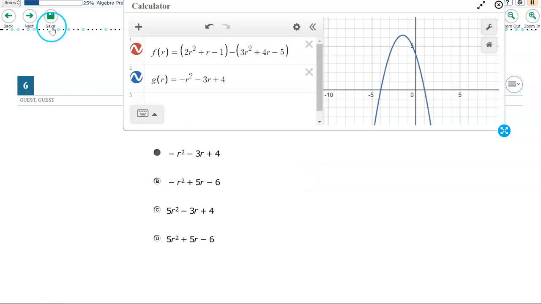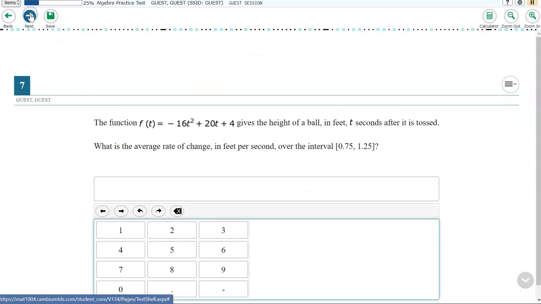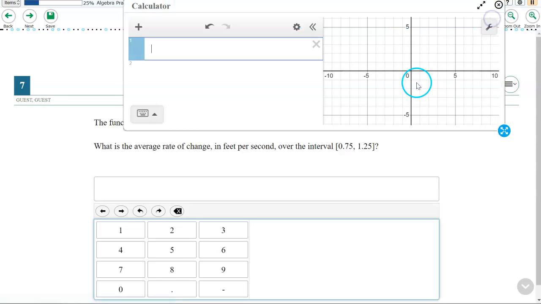So the next item we're going to look at is item number 7, and luckily that's next. We're given a function of t, and we're looking for the average rate of change. The main thing the kids have to remember, of course, is the average rate of change over an interval is just the slope from the first point to the last point in that interval. So that's all we're going to do, and we're going to pretty much do this all at once in the calculator.